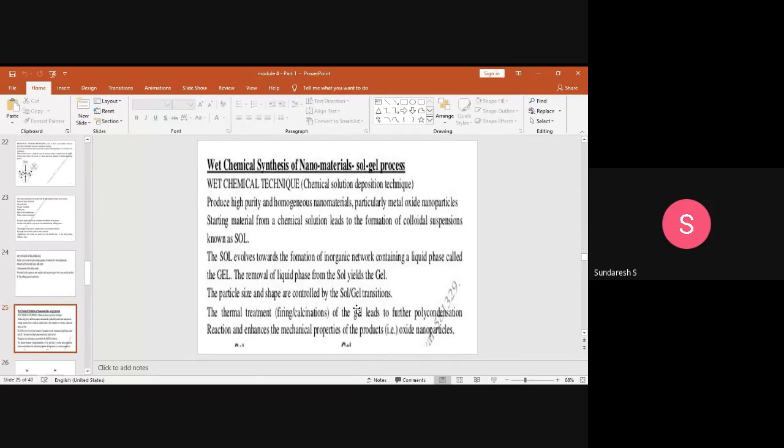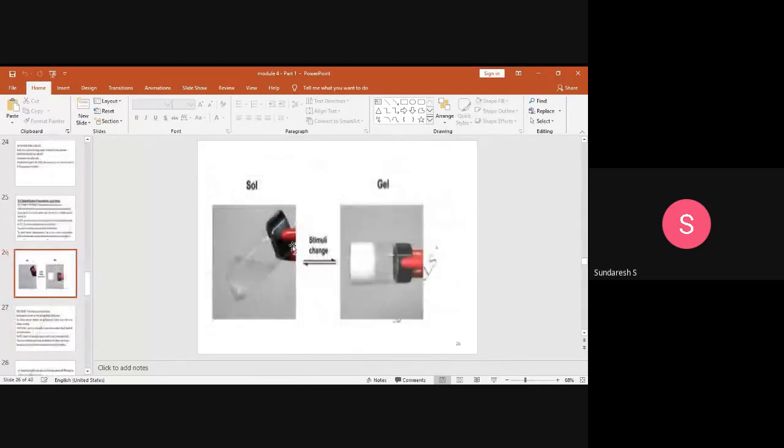So here, the thermal treatments might be firing or calcination. When you treat the gel with firing or calcination, that may lead to further polycondensation, meaning a polycondensation reaction where the particles get condensed, and it enhances the mechanical properties of the products, the oxide nanoparticles. Okay. So this is the sol to gel change.